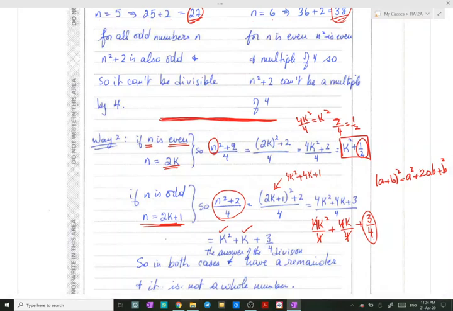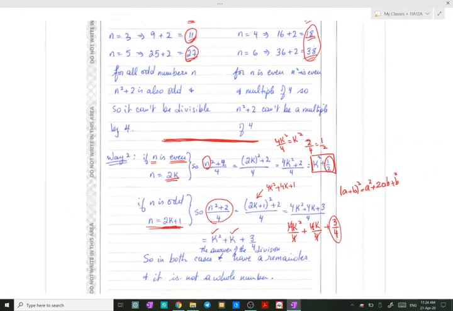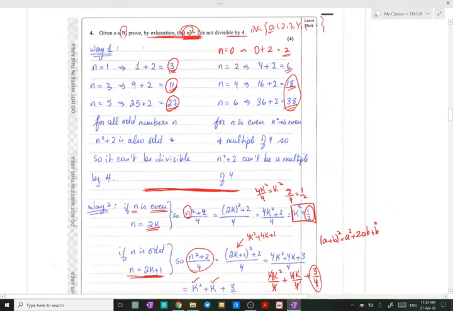So in conclusion, in this question we are asked to prove that the expression n squared plus 2 is not divisible by 4, and I've used two methods. One method of assuming a number and proving that the value in the end is not divisible by 4, and then, in way 2, another method, which is taking the general form and proving that the value in the end is not divisible by 4.